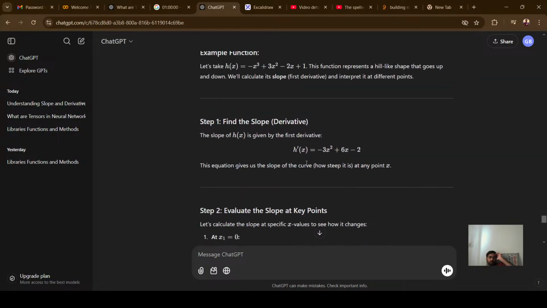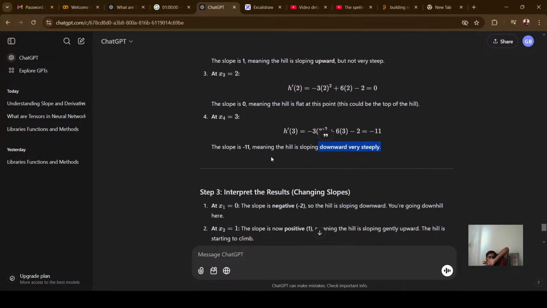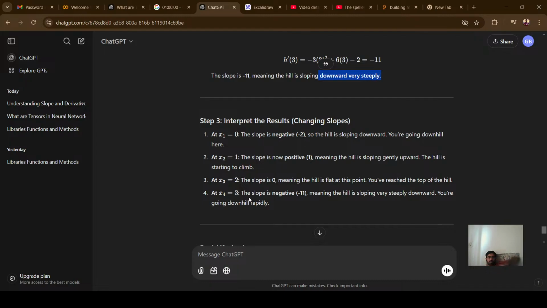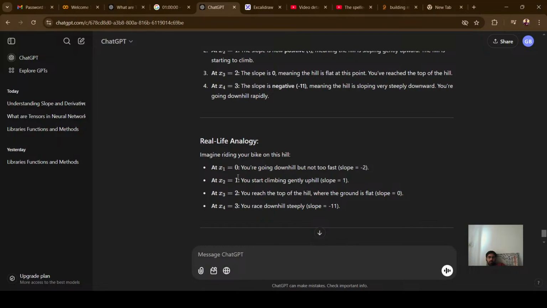Okay, so we can interpret how the hill is going. Interpret the results: at x positive you're going up. In real life, imagine riding your bike, so you're going down, then start climbing gently up.